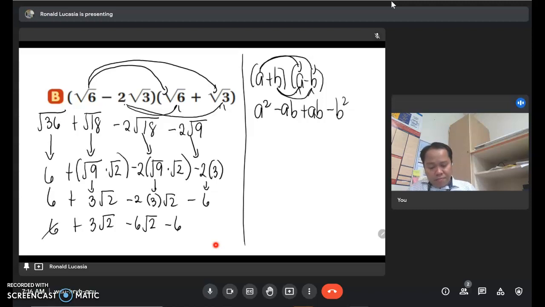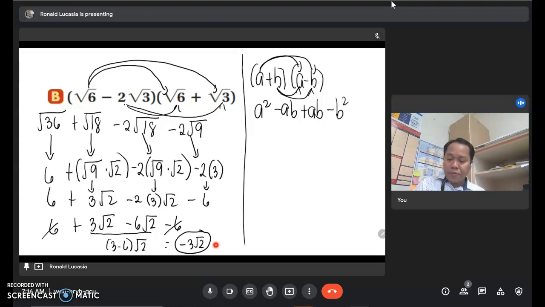Notice that we can simplify 6 and negative 6, that is 0. 6 minus 6 is 0. So this one, since they have the same radical, which is the square root of 2, we can simplify that as 3 minus 6, the square root of 2. 3 minus 6 is negative 3 square root of 2.